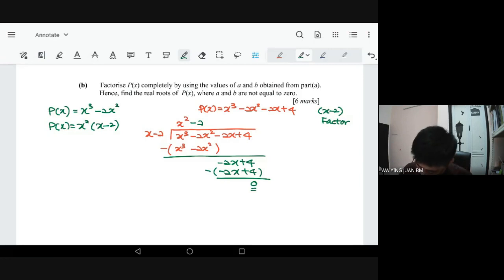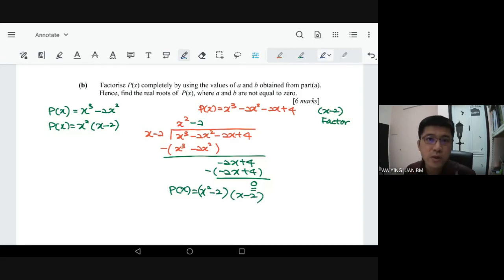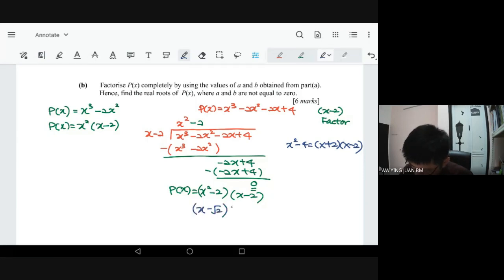Remember, factorize completely. p(x) equals x squared minus 2, multiplied by x minus 2. Refer to the calculator or the formula. If you still remember, x squared minus 4 equals (x plus 2)(x minus 2). Using the formula for this case, we have (x minus square root of 2) multiplied by (x plus square root of 2) multiplied by (x minus 2). So that is the situation for the second part, which is in red. We have already factorized completely.